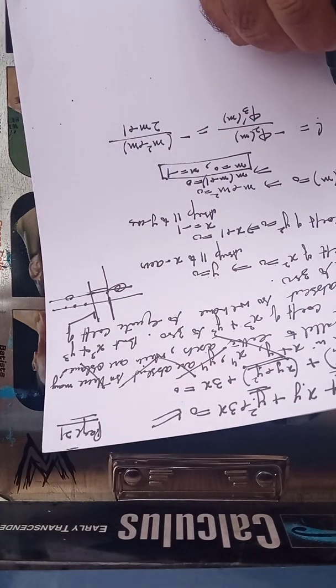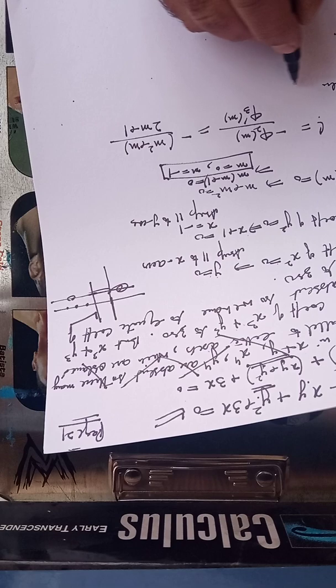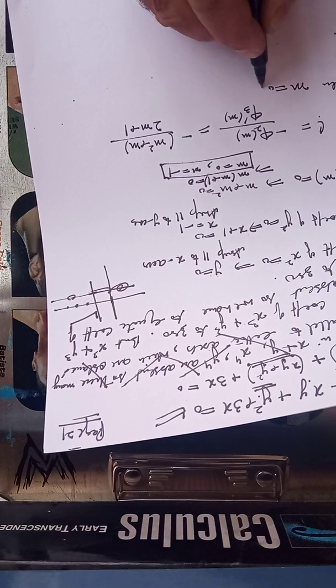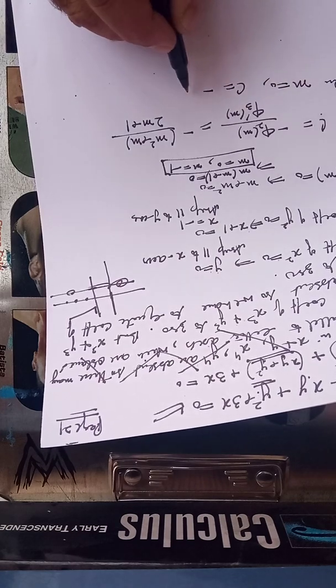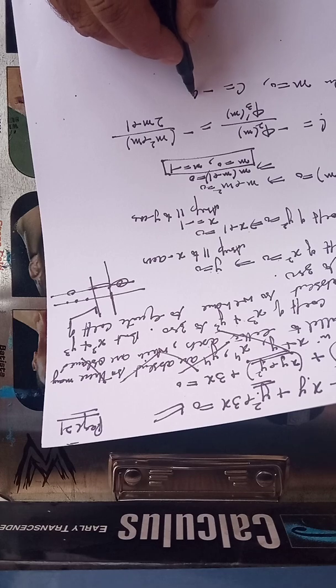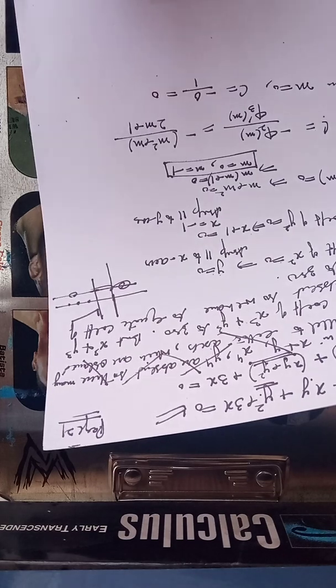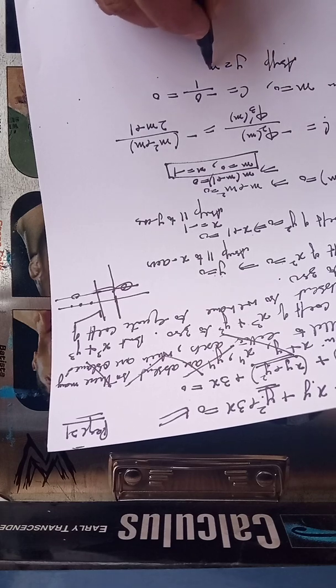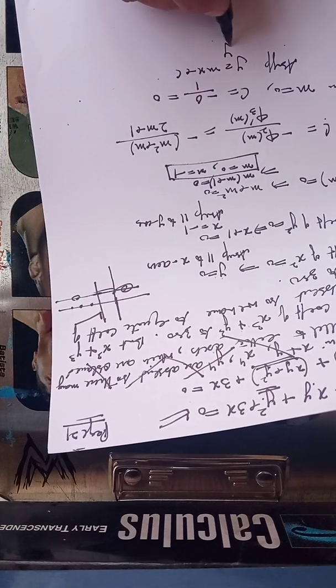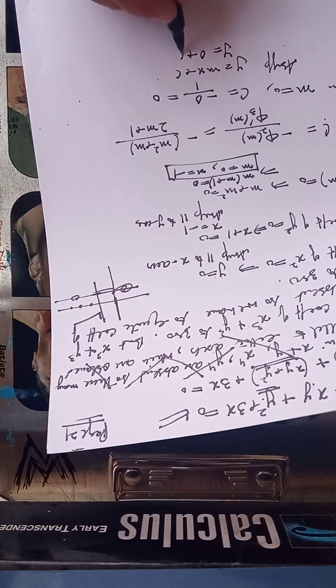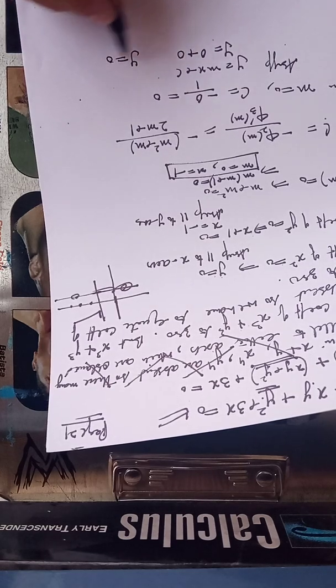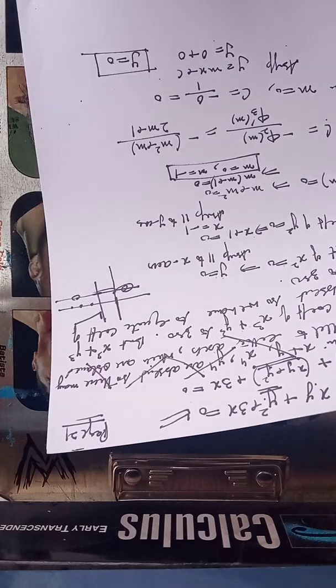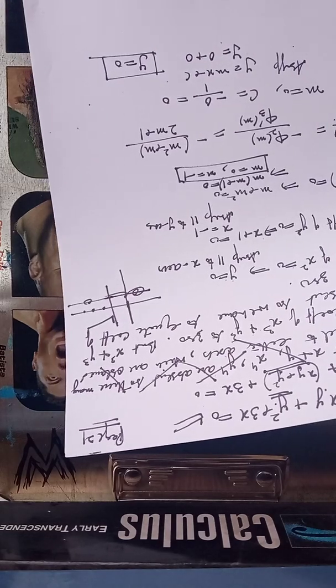Now when m equal to 0, your c is minus 0 upon 1. So this is 0. So the asymptote is oblique, y equal to mx plus c. So y equal to 0 plus 0, which is y equal to 0. This is already known to us.